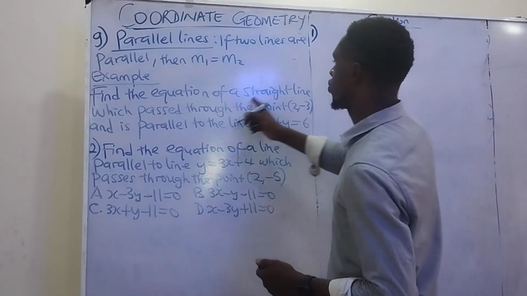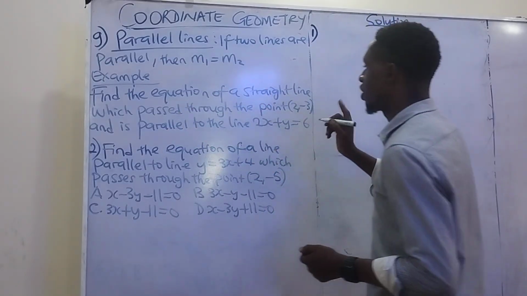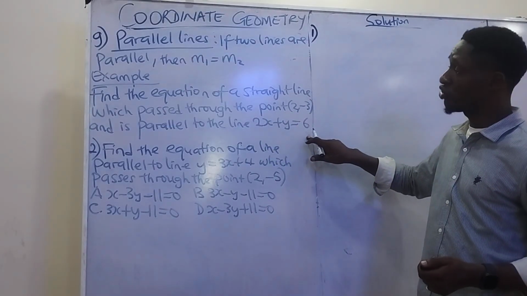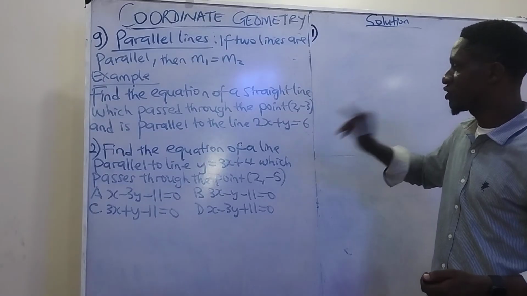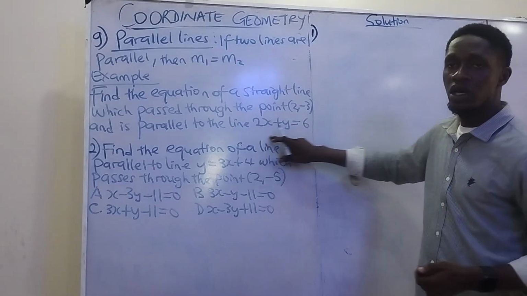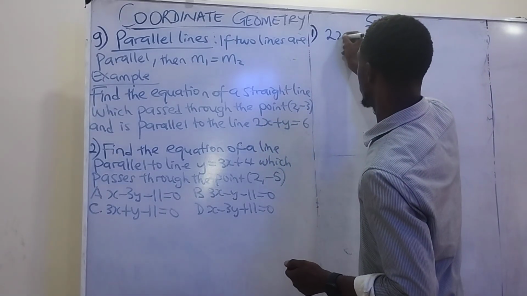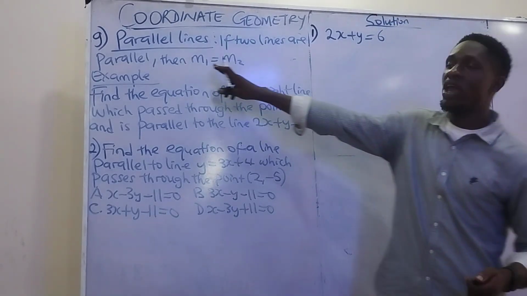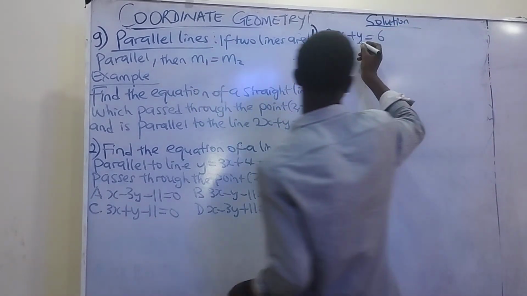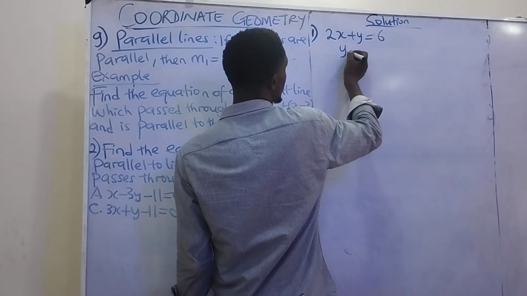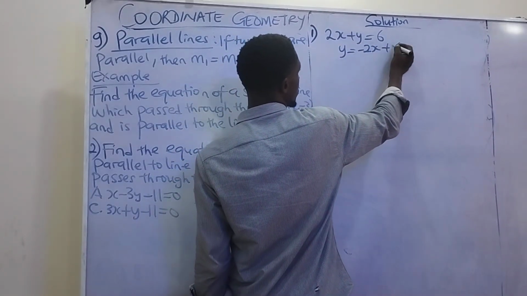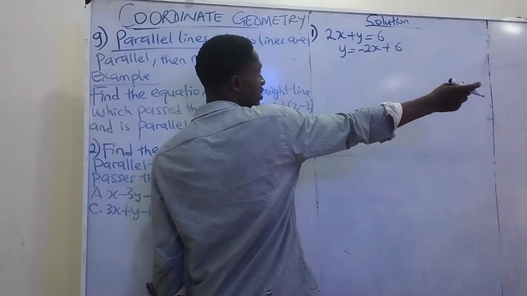We have: find the equation of a straight line which passes through the point. So when you are given a point and a line equation, look at what you are going to do. First of all, start from the equation 2x plus y is equal to 6. That is how to get your m1. So let's make y the subject. y is equal to minus 2x plus 6.